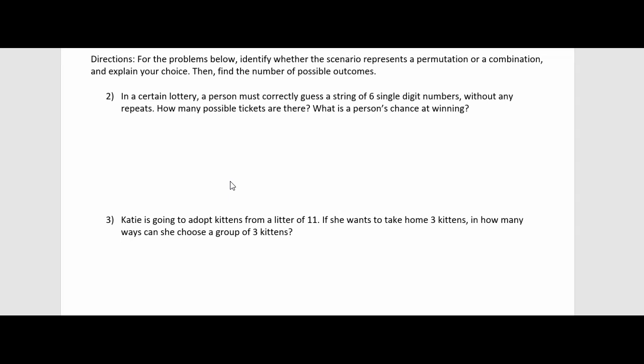In a certain lottery, a person must correctly guess a string of 6 single-digit numbers without any repeats. Well, how many possible tickets are there, right? If they go to a gas station or wherever you buy lottery tickets, and you ask the attendant to print you out a lottery ticket, how many possible choices do you have? Right, so 6 single-digit numbers, and there can be no repeats. So first think about whether it's a combination or a permutation, and then actually we'll stop there because then I'll show you how to set this up in a calculator.